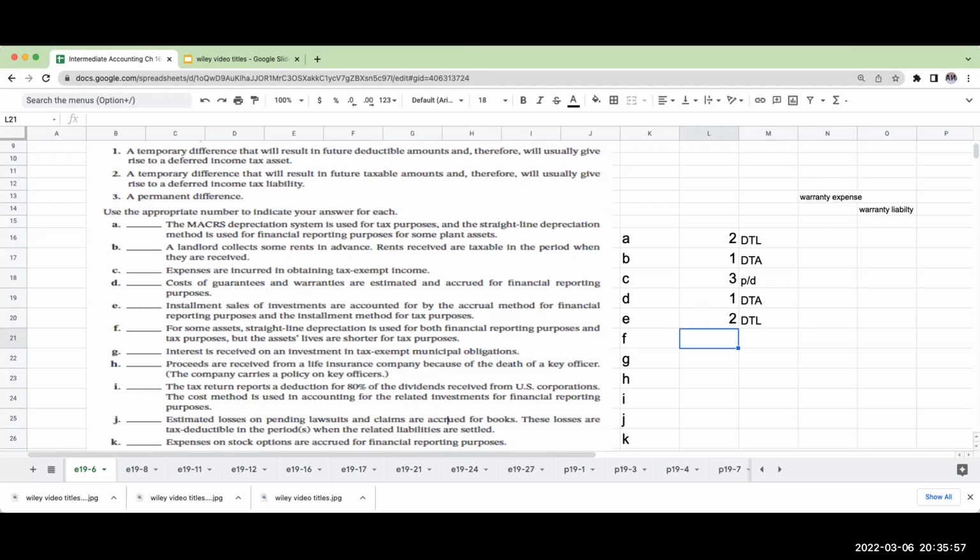There's probably a reasoning behind it, but over here, installment sales of investments, I would want to actually see numbers, go through and flesh it out. So we'll just go to the next one.